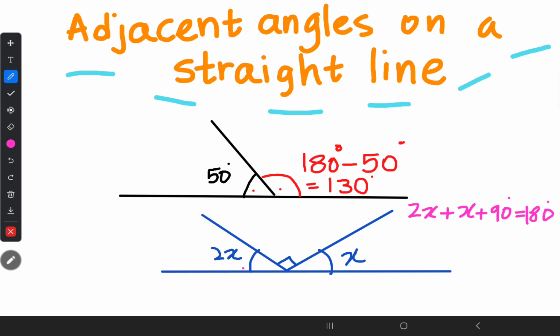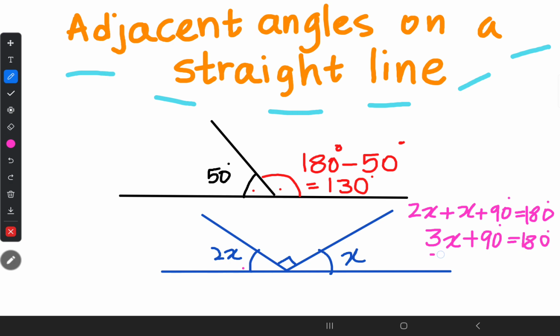So we can add x with x. We studied these things in grade 7: how to add the same variable. You can add the same variable with each other. So here we have x, here also we have x. So 2x plus another 1x, that would be 3x. 3x plus 90 equals 180.